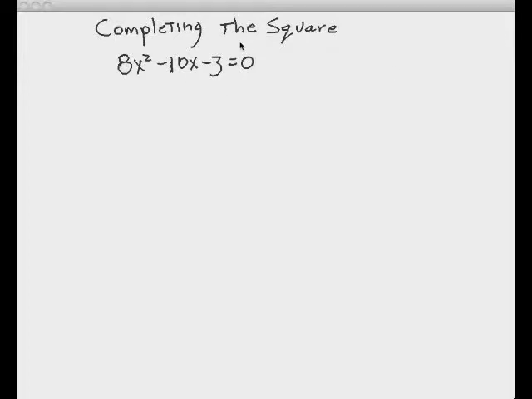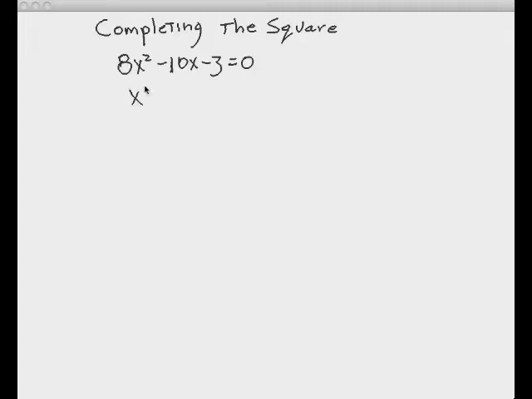Right, let's try another example of completing the square. It is kind of a complicated process. Takes a few times through it to get the hang of it. So first step, divide through by this leading coefficient, the coefficient of x squared.